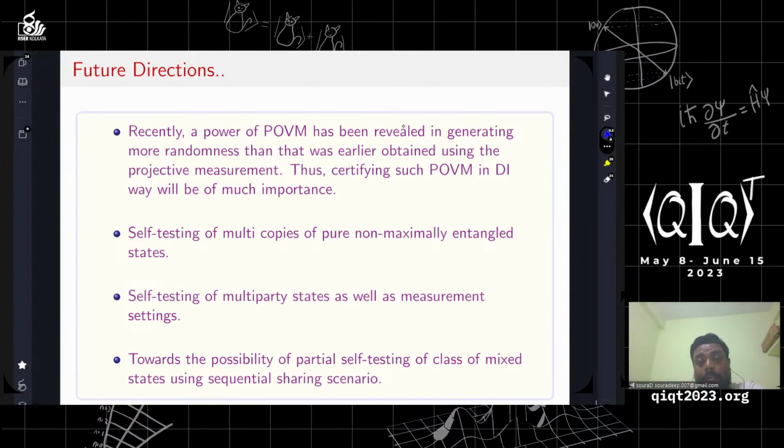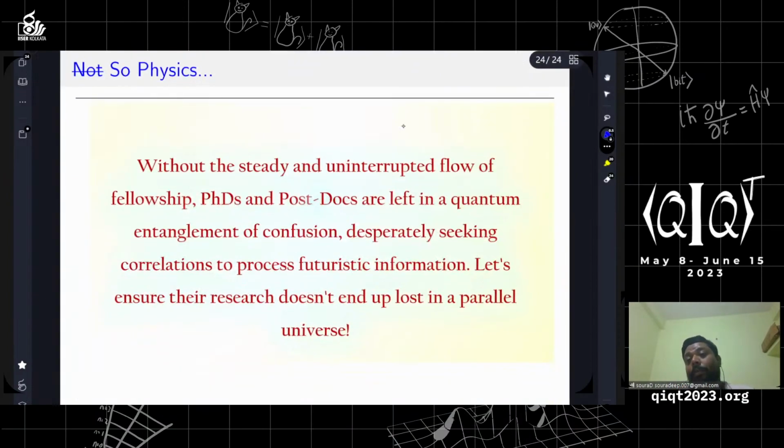Also, self-testing of multi-party states as well as measurement settings would be a very interesting thing to do, but it will be very difficult. And also towards the possibility of partial self-testing of a class of mixed states, because I told you that self-testing a class of mixed states is not possible since they don't lie on the quantum extremal boundary. But to what extent we can self-test, that can be looked into in future. So yeah, that's all. Thank you.